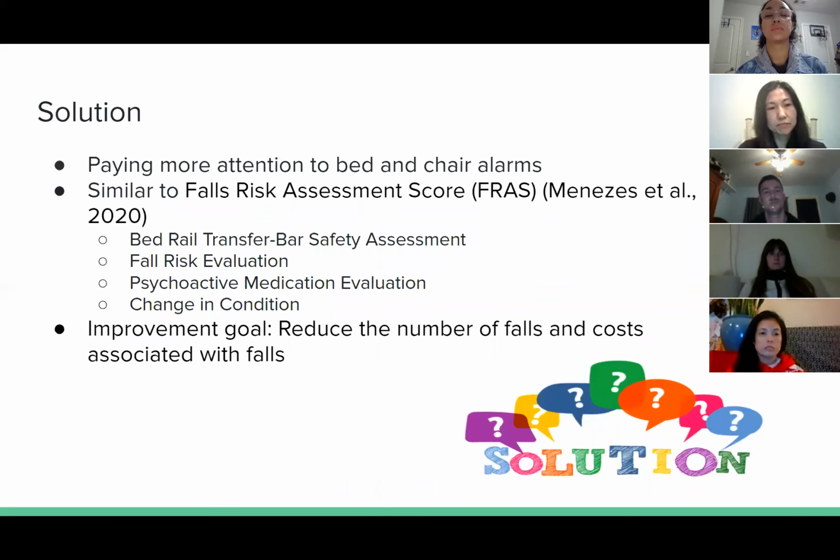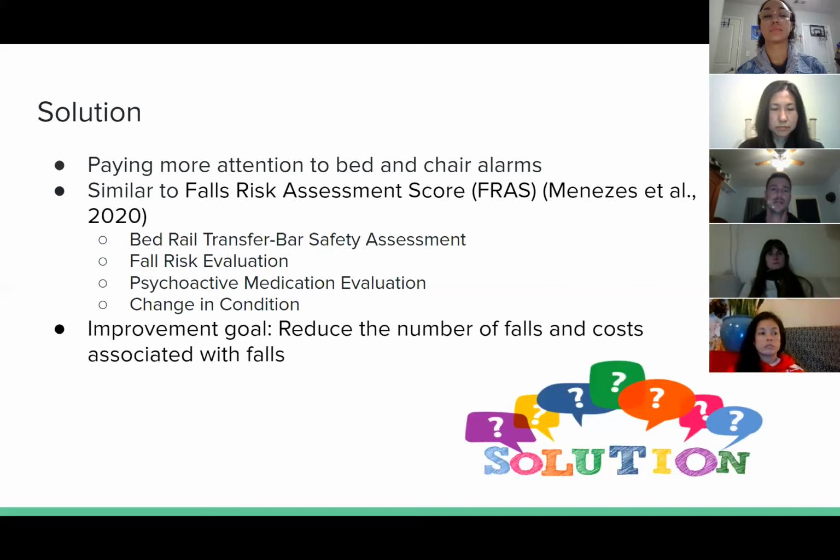So a solution would obviously be paying more attention to the bed and chair alarms. I know myself, sometimes we're very callous to the fact that a lot of call lights go off. We're very numbed as nurses to hear a lot of things go off, and our immediate reaction isn't to go right away. This is something that needs to be changed culture-wise to improve these numbers and reduce fall risks.